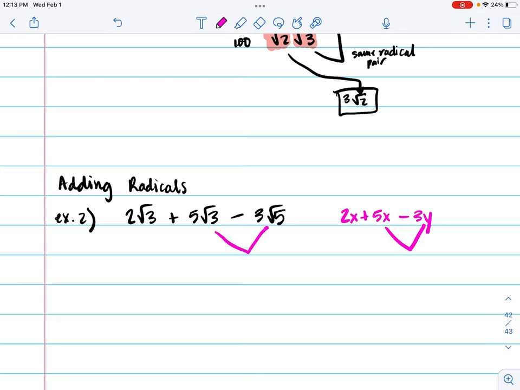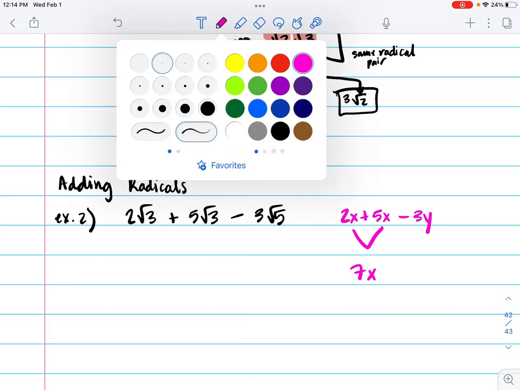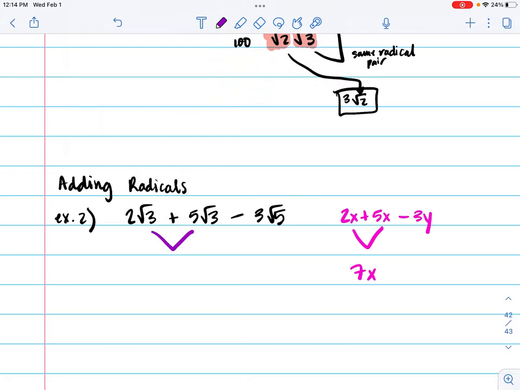Very similarly, root 3 and root 5 are two completely different terms, okay? So you cannot add these together. However, just like here on the right side, you could combine 2x and 5x because they are like terms. 2x and 5x make 7x.